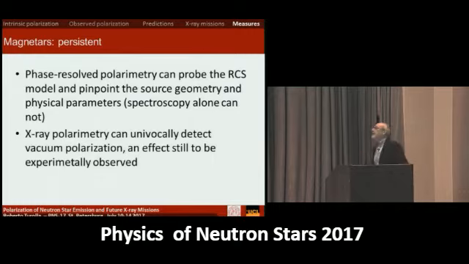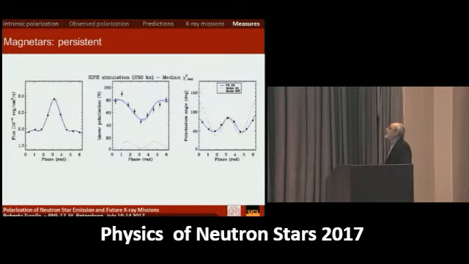The second very important point is that X-ray polarimetry can univocally detect vacuum polarization, which is very important because this effect is still to be experimentally observed, although there are attempts in the lab to measure delta n. Let me say that X-ray polarimetry will not measure the difference in the refractive index. It will just tell us that the refractive indices are different. So, I come back with the same picture as before. Pardon me, but this should be referred to IXPE, not XIPE. That's Roberto's fault, who forgot to change the label on the figure.